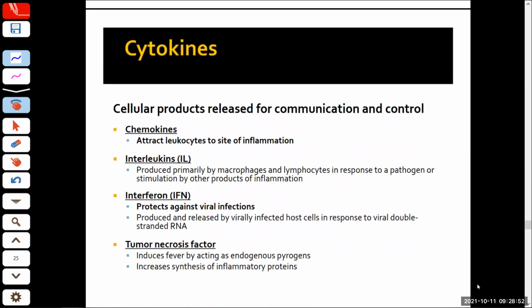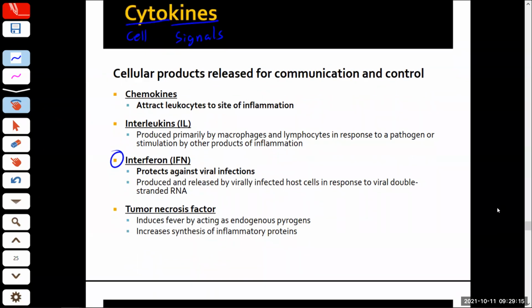All right. So cytokines, cyto just translates to cell. Kines is signal. So these are signals sent between cells. The only cytokine that I will test you on is interferon. The only cytokine you need to worry about is interferon. Now, how interferon works is it protects against viral infections.